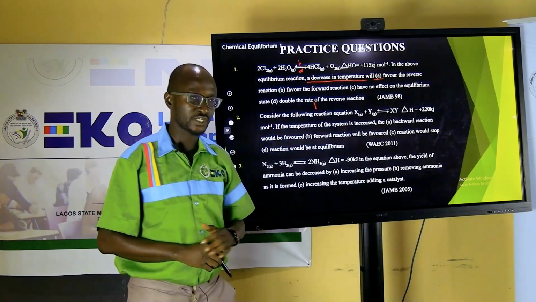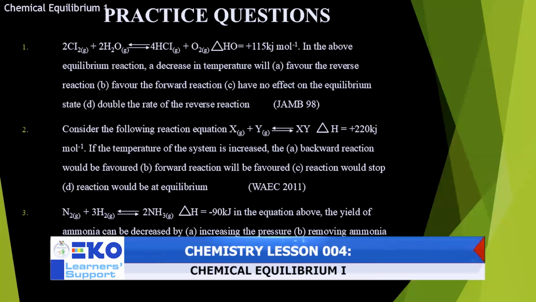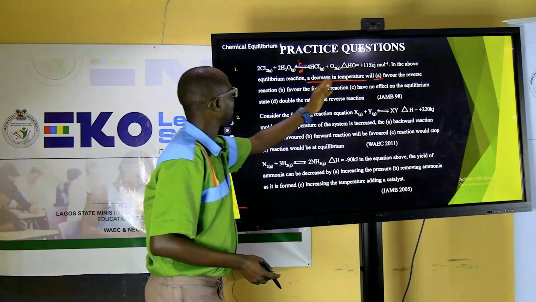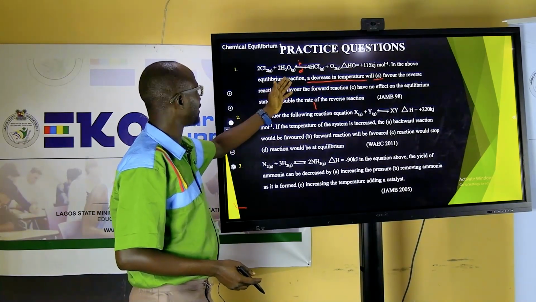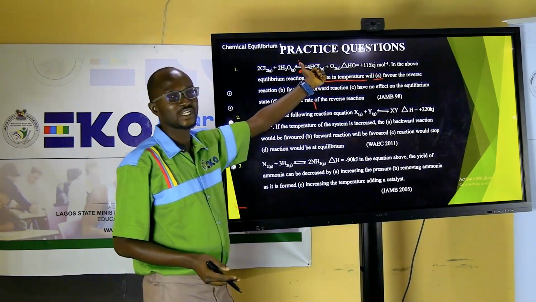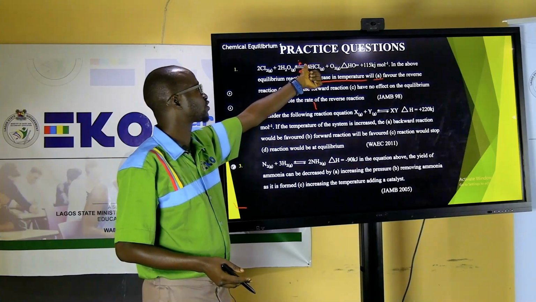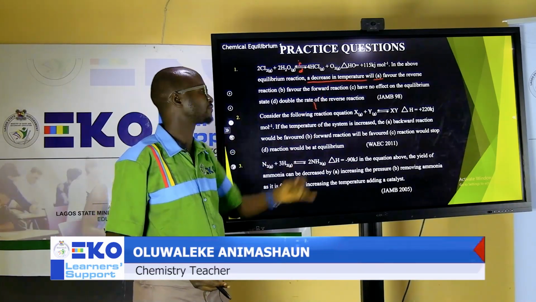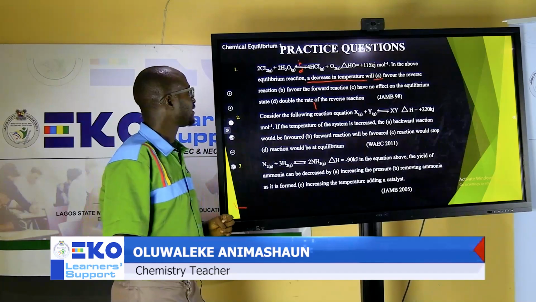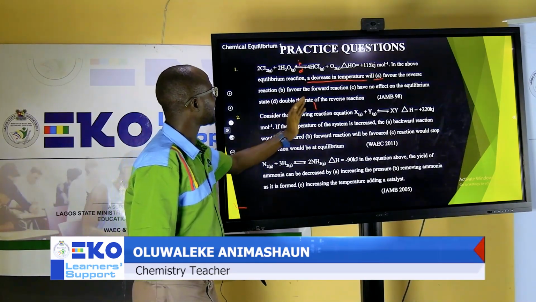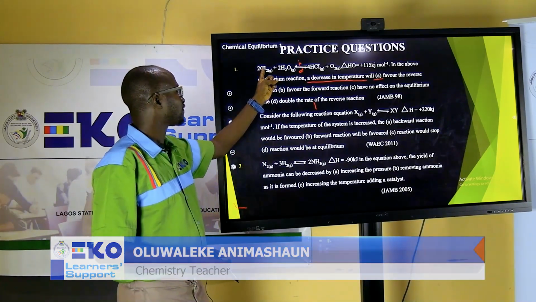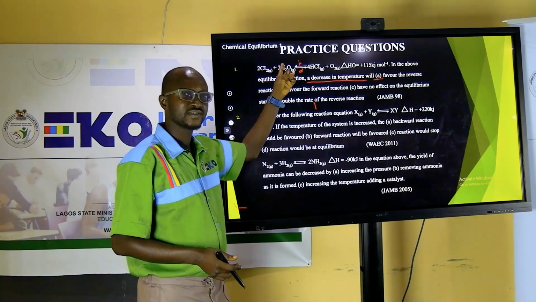Now, take note of this, my students. Sometimes in these examination bodies, this option will not be there. You will not see favor backward reaction, or favor the reverse reaction. There are other ways by which they can express that. Favoring backward reaction can also mean the equilibrium position is shifted to the left. As you can see, the arrow is pointing to the left. That's one way of expressing it. Another way of expressing it is this. They can say that there is increase in the yield of chlorine and steam.